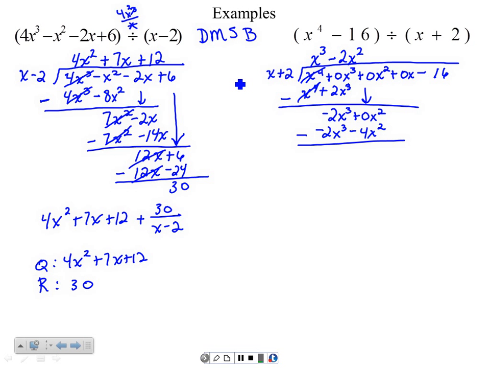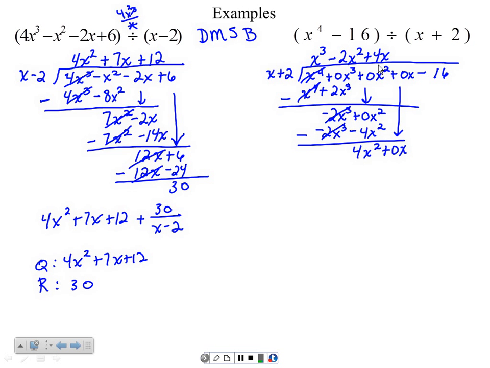Subtract. These two are going to cancel out, and you get 0 minus a negative 4x squared, which is going to be a positive 4x squared. And we're going to bring down that plus 0x. Okay, so keep going. Divide 4x squared by x, and we're going to get 4x, and that's going to go up top.